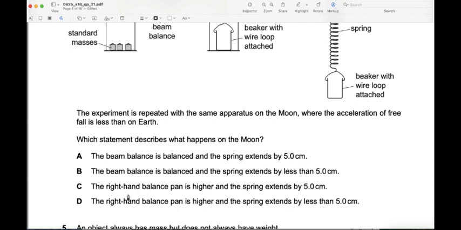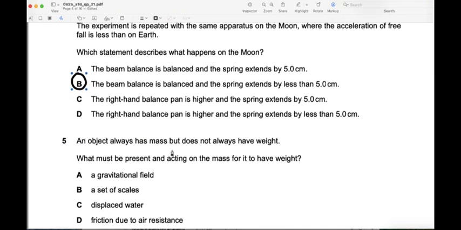The right hand balance pan is higher and the spring extended by 5 centimeters? No. The right hand pan is higher and the spring extended by less than 5? No. So B is the most correct answer for this question. Okay, we move to question 5.